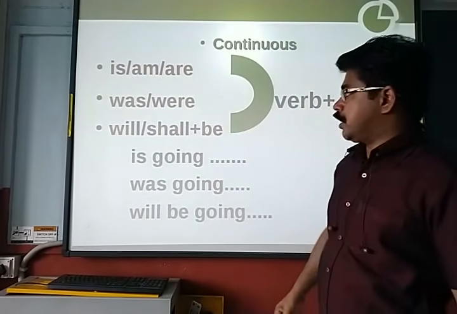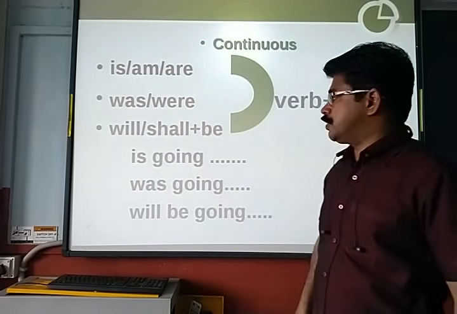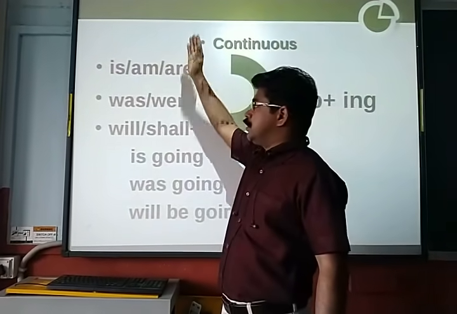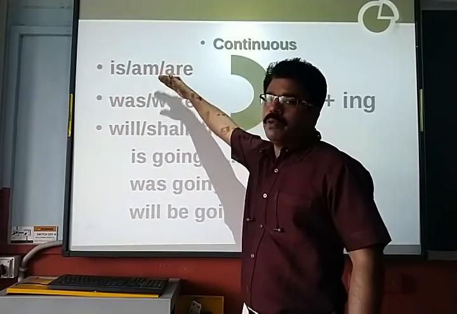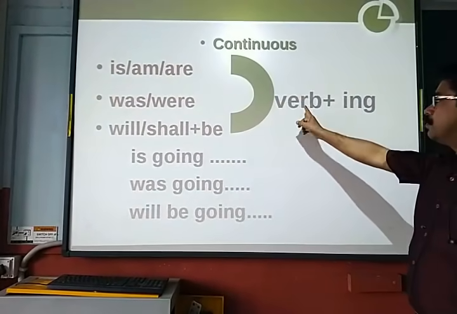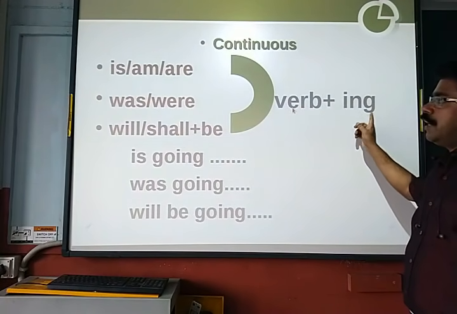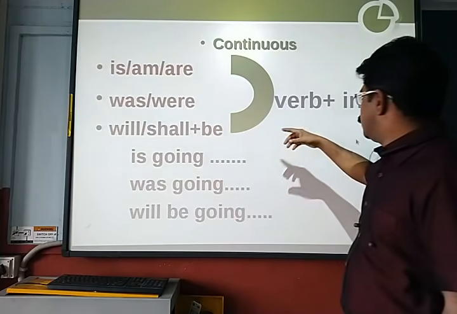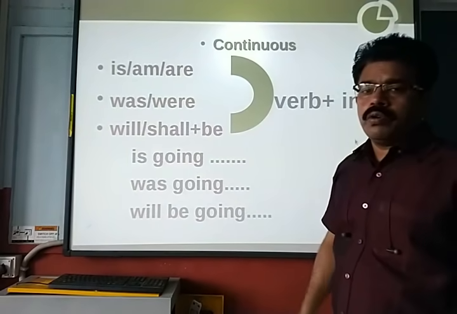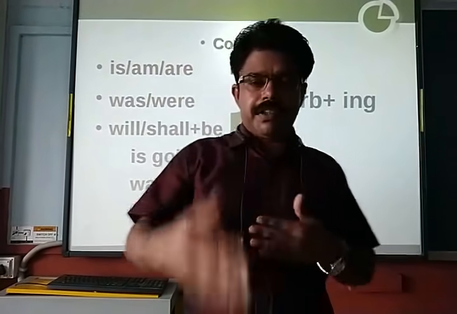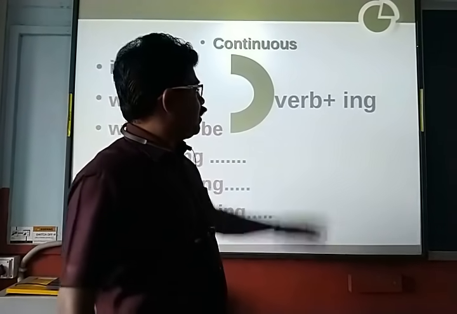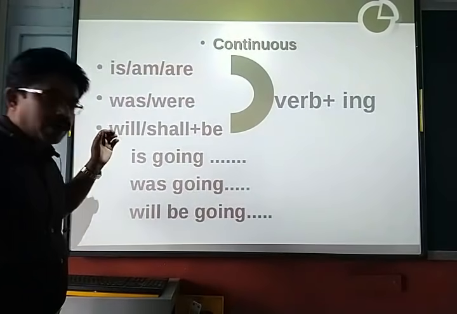We have present continuous, past continuous, future continuous. Though I have not mentioned present, past and future, from the form of the verb it is very clear. Is, are plus verb plus ing. That is the form we are using here. Now when we speak about it, it is very clear: an action going on at the time of speaking. Just now I am speaking, you are listening. That is what we call present continuous tense.